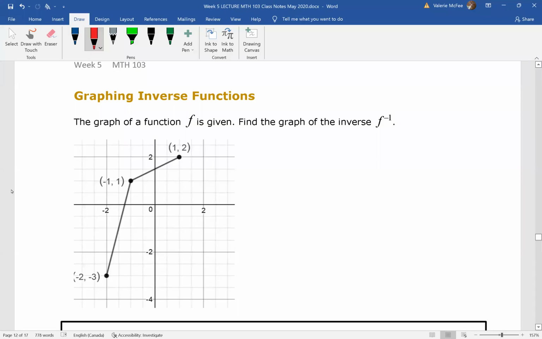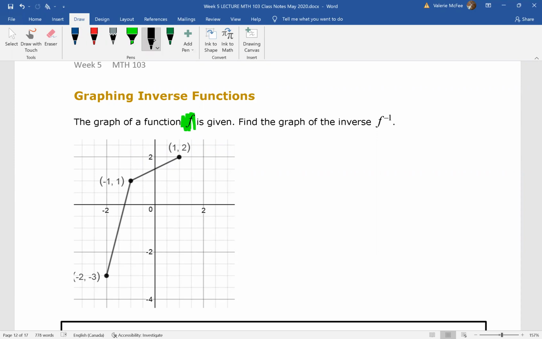We do a lot of graphing in Math 103, and I think graphing inverse functions is the easiest. Unfortunately, people don't practice, and then they get it wrong. Make sure you practice. So we're told that the graph of a function is given, and we're asked to find the graph of the inverse function.